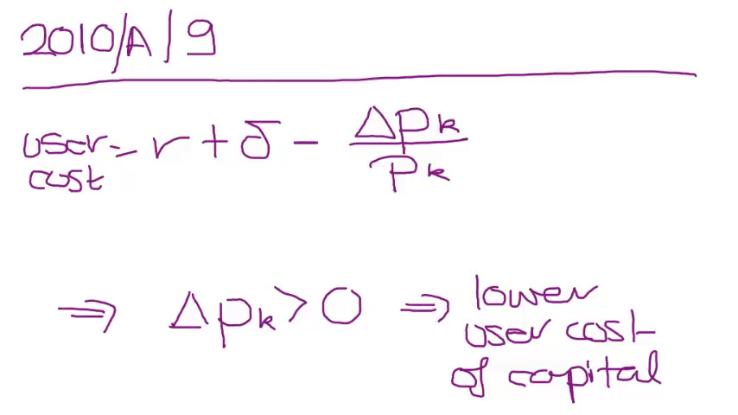Okay, so make sure you understand each term of the user cost, and make sure that you can explain why each of these enters into the user cost of capital.